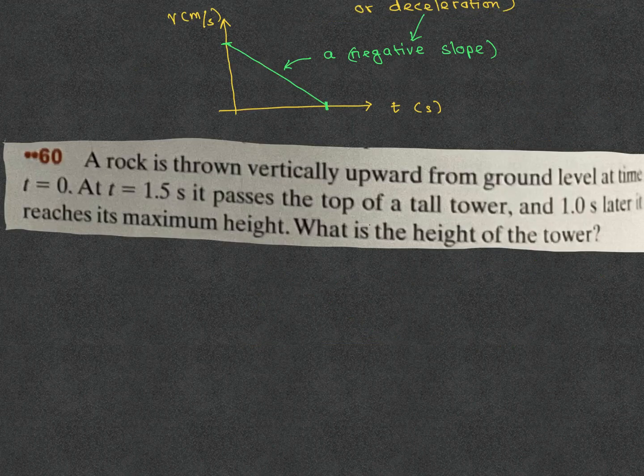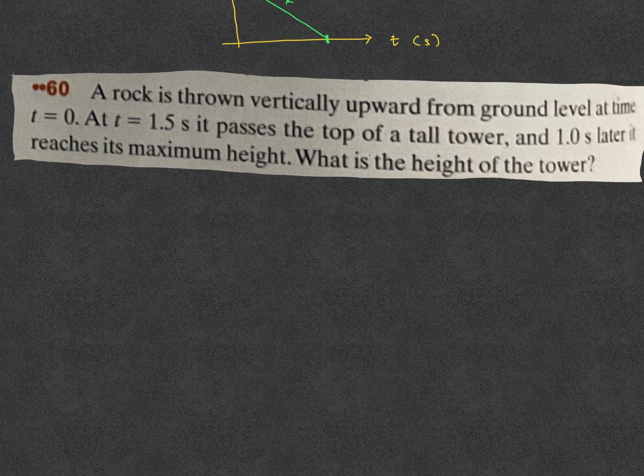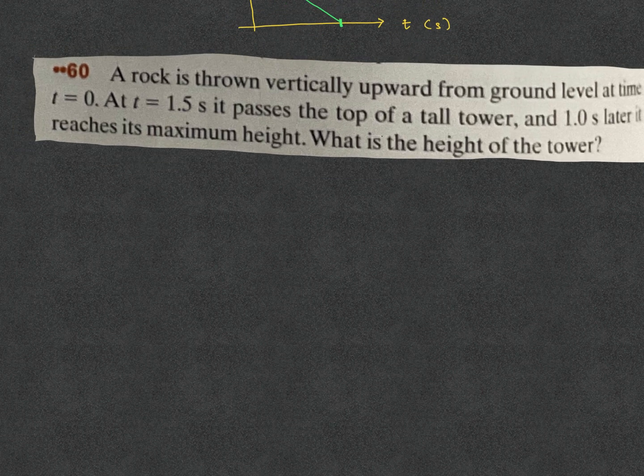Okay, now look at this problem. You can pause the video and read it. A rock is thrown vertically upward from ground level at time t equals 0. At t equals 1.5 seconds, it passes the top of a tall tower. And 1 second later, it reaches its maximum height. What is the height of the tower? Now, this is an interesting problem.